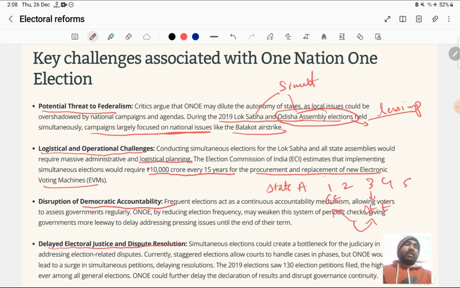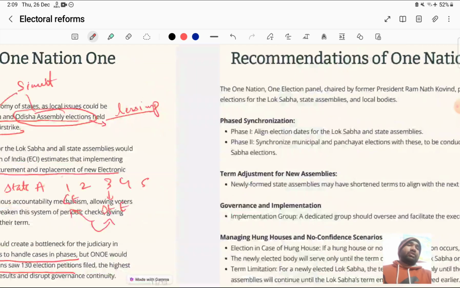Delayed electoral justice and dispute resolution. As we all know, after elections there are many election-related disputes, and staggered elections allow courts to handle cases in phases. But if simultaneous elections are held, there will be a lot of cases, thus leading to delay in electoral justice. For example, in 2019 there were 130 election petitions, but when simultaneous elections are held, these petitions will grow in a geometrical manner, and thus it will result in delayed electoral justice.